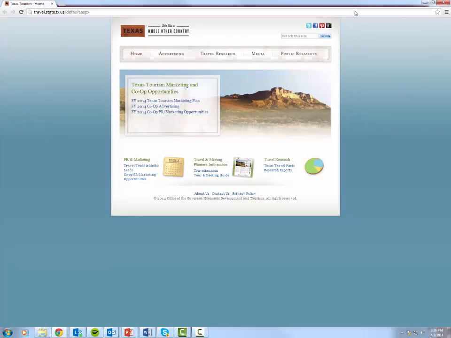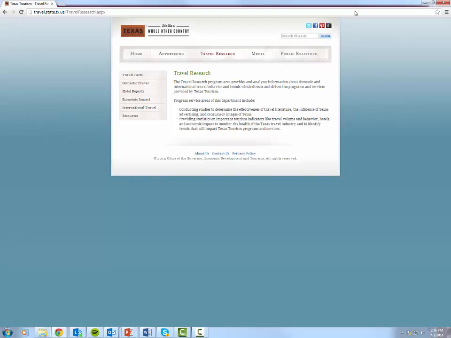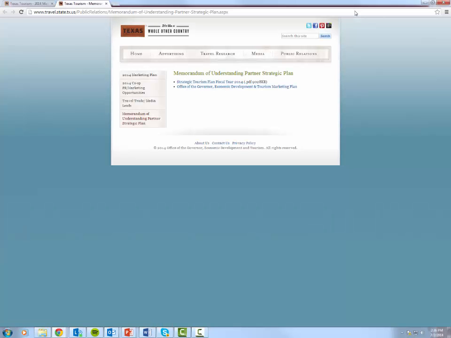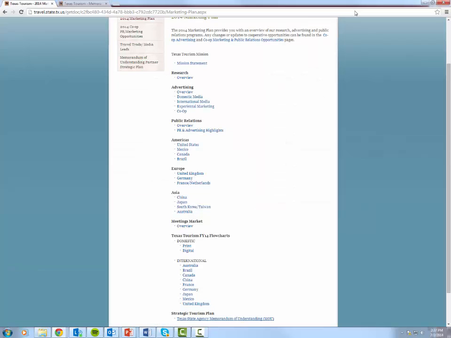The state of Texas is fortunate to have a well-funded tourism office. Travel research reports, including the economic impact of tourism to Texas, are in one section of the website. We can also find the Texas Tourism Marketing Plan, including the current strategic tourism plan for the state of Texas. These are all readily available here.